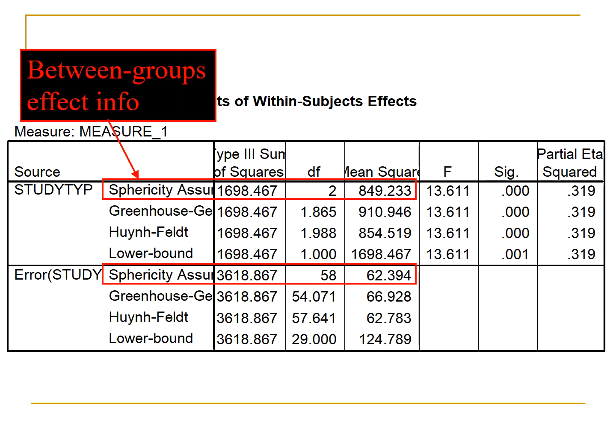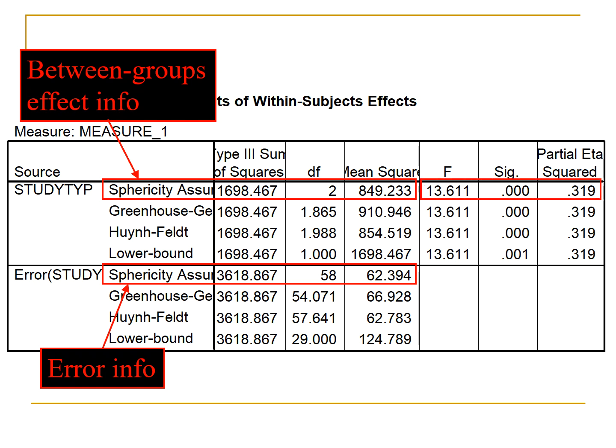We also have our error info. Again, we have the sums of squares, we have the degrees of freedom, and we have the actual value. That's our error info. And then to get F, again, we're simply going to take our between groups effect info divided by our error info. That's going to give us our F. We're then going to calculate what our significance is. And again, we're going to see what the effect size is.